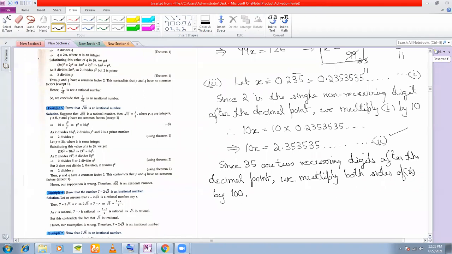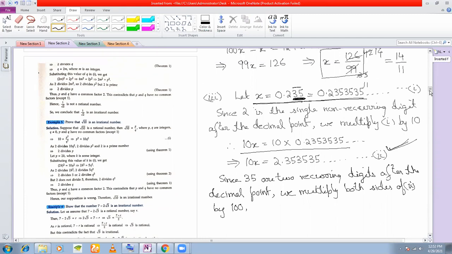Okay, remember that we are not multiplying this by 100. We are not multiplying 1 by 100. We are multiplying 2 by 100. I'll just revise this once again. See, we started with 1. Because there was one non-recurring digit, you multiplied 1 by 10 to get equation number 2. Now, because 2 digits are recurring here, 3 and 5, we multiply this equation by 100. If there were 3 recurring digits, we would have multiplied by 1000 and so on.